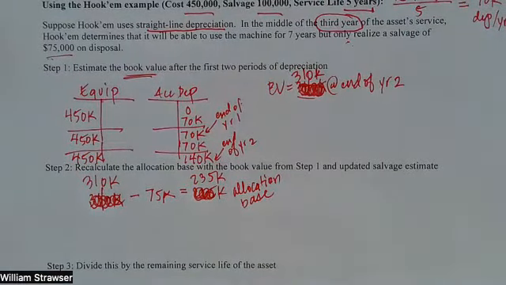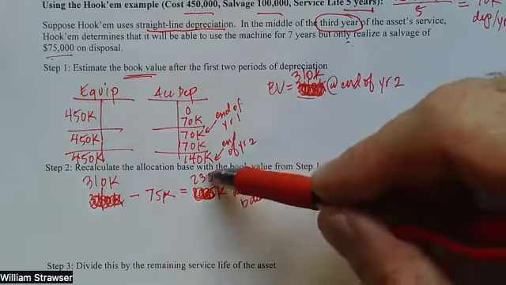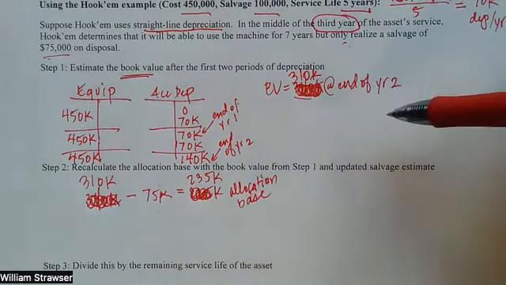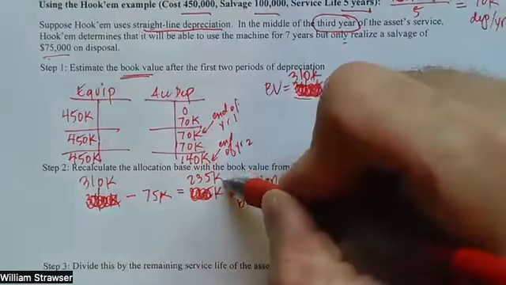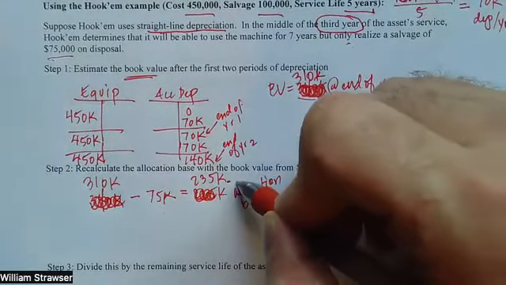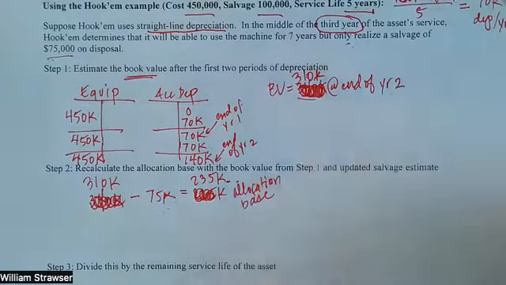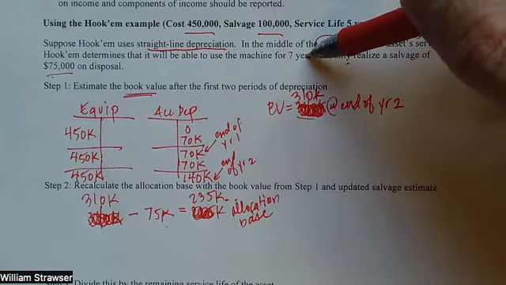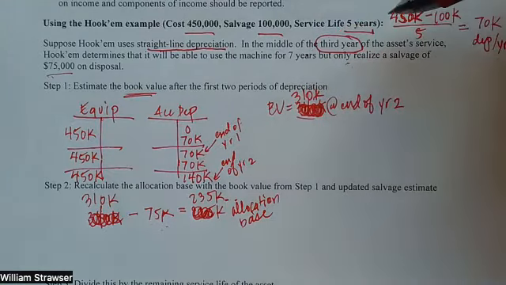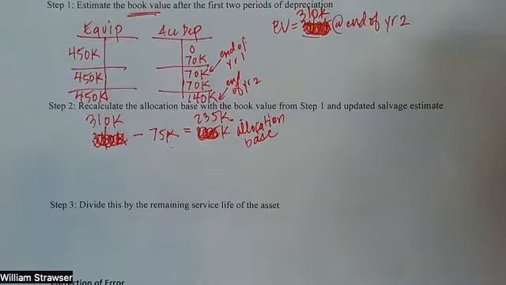So using that book value and subtracting off the 75 gets me to the allocation base of 235. Now remember, this is the non-recoverable cost that I still have to expense, given that my salvage value dropped a bit. But I'm also going to be able to use the machine for 7 years instead of just 5. So I would use my fingers to count, because I see people do this wrong on the exam a lot. We're in the middle of the third year.